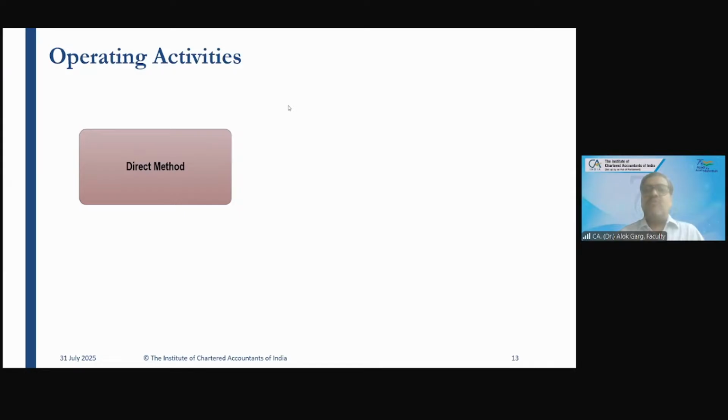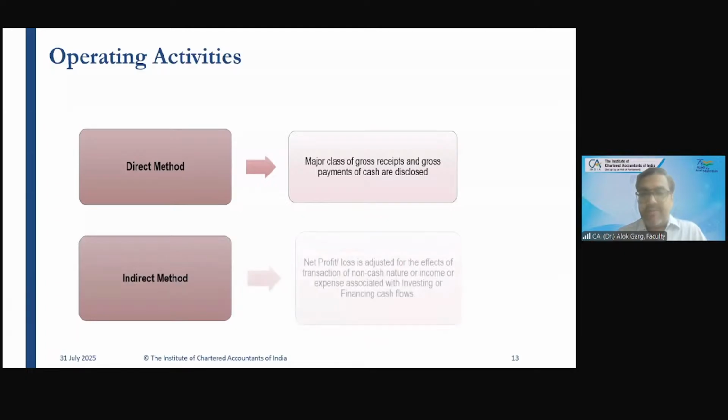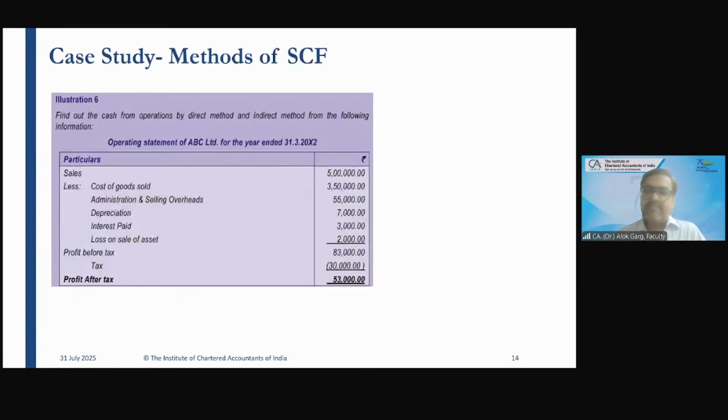Okay. So there are two methods. Direct method: the major classes of gross receipts and gross payments of cash are disclosed. Indirect method: net profit or loss is adjusted for the effects of transactions of non-cash nature, or income or expenses associated with investing or financing cash flows, right? तो आप क्या क्या एडजस्ट करते हो नेट प्रॉफिट और लॉस में? नॉन कैश आइटम करते हो और नॉन ऑपरेटिंग, विच इज इन्वेस्टिंग एंड फाइनेंसिंग, राइट? Is it clear? Yes, sir.